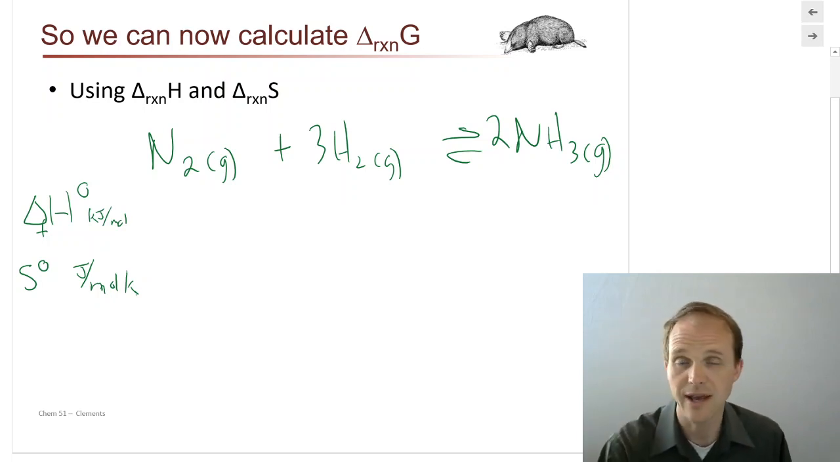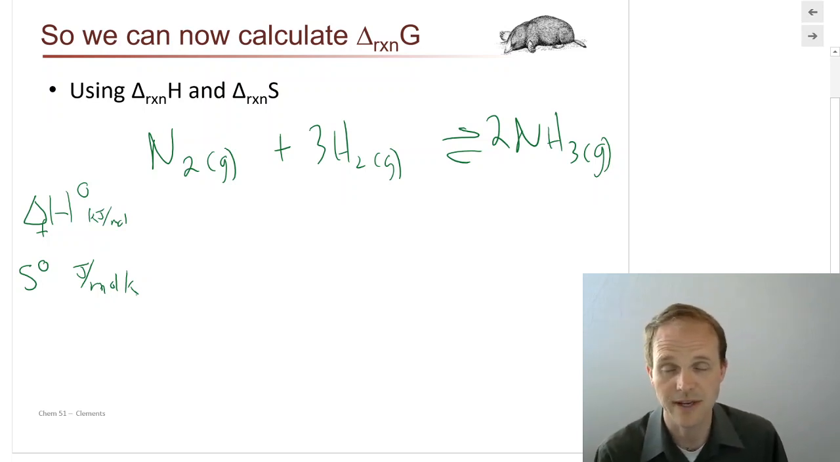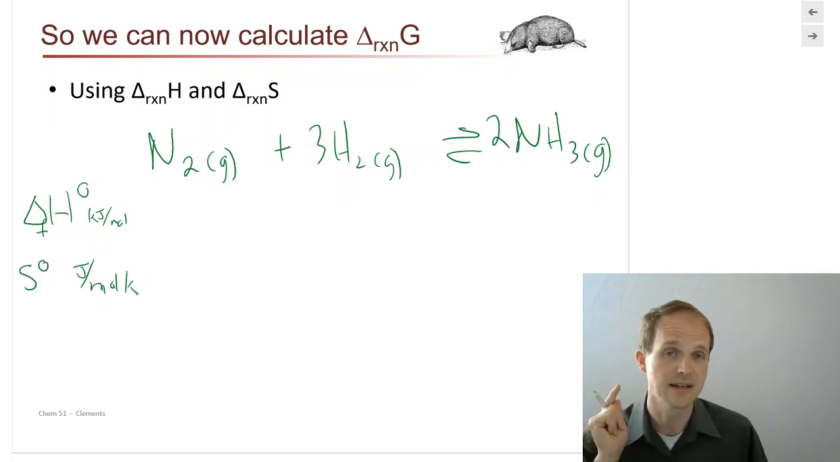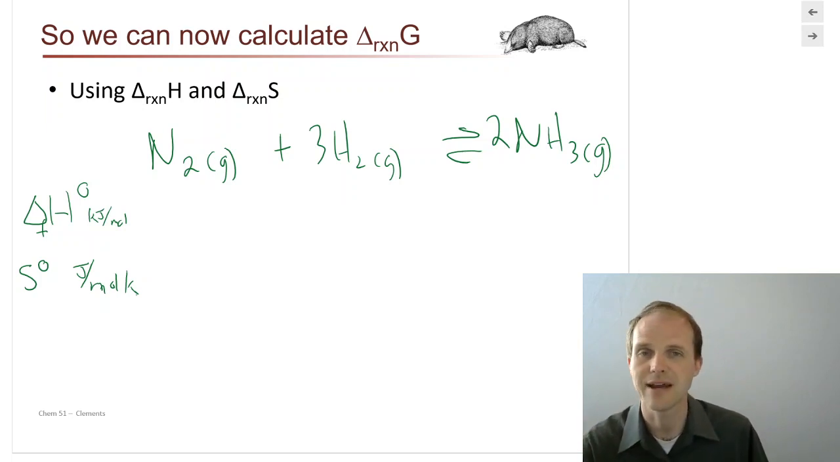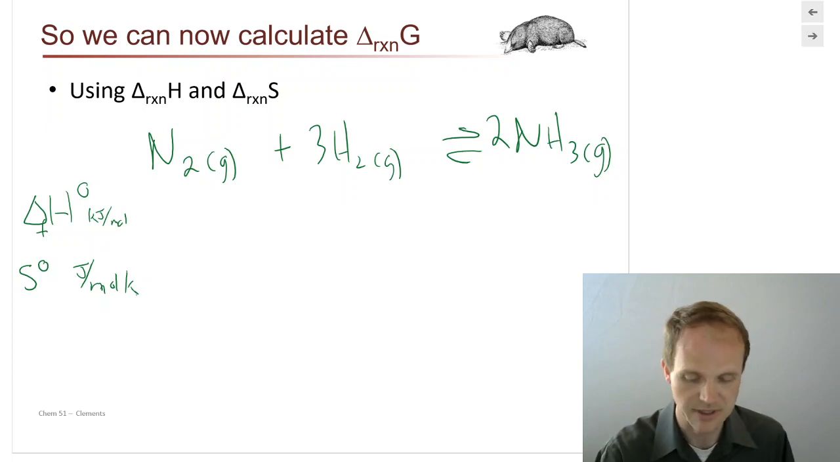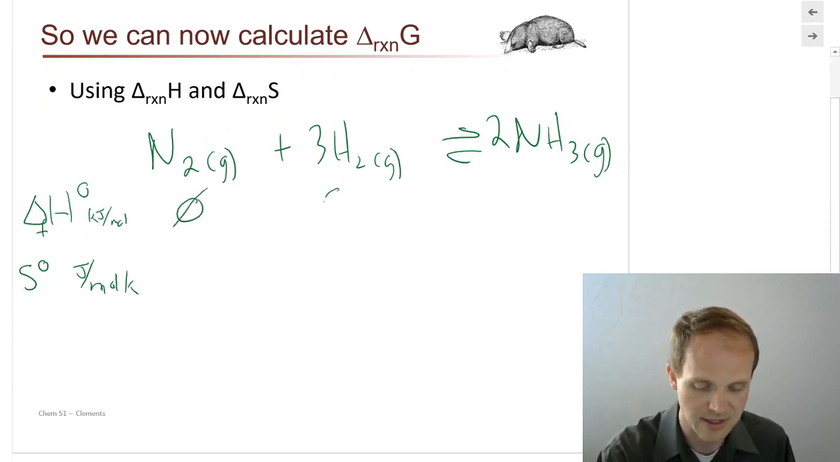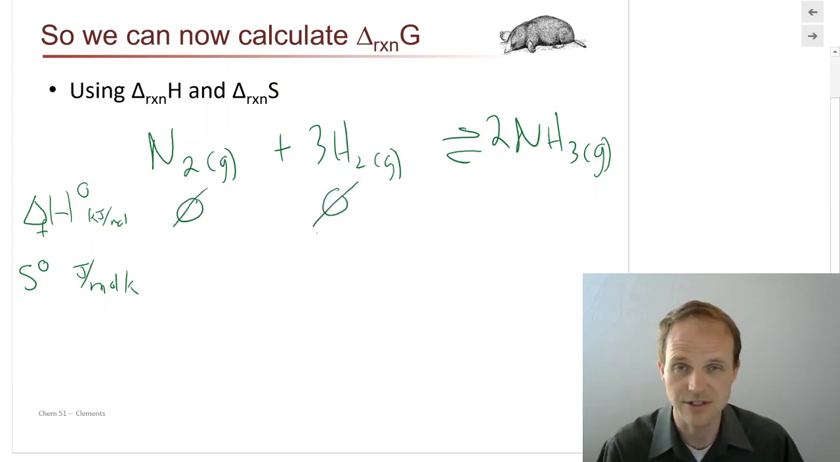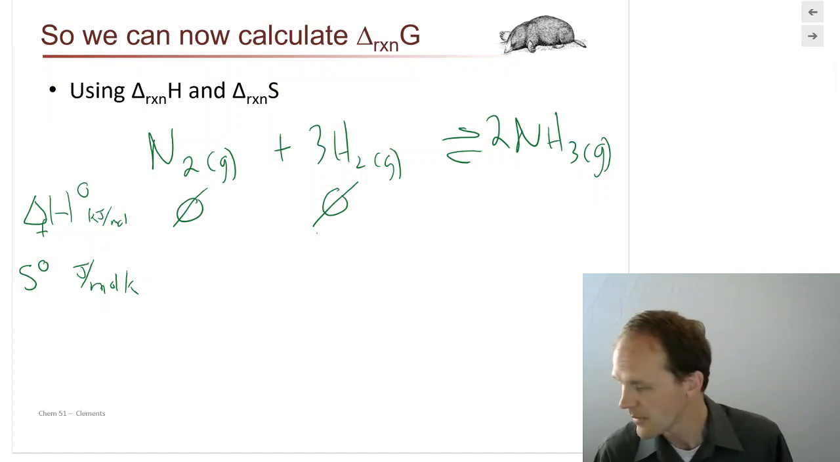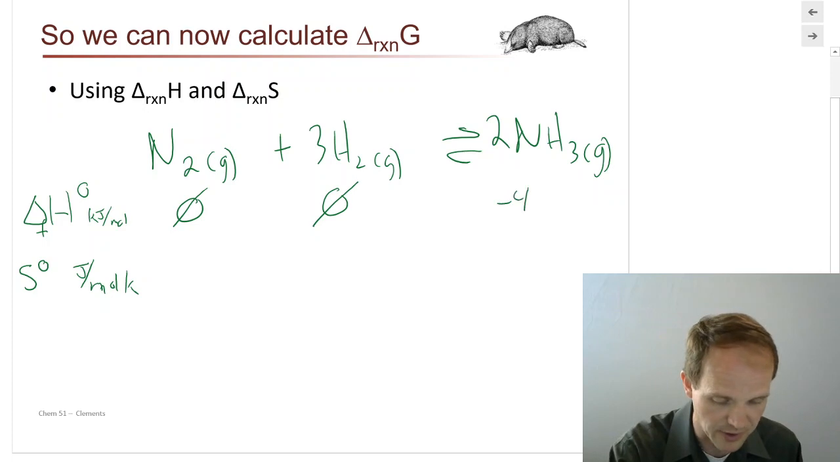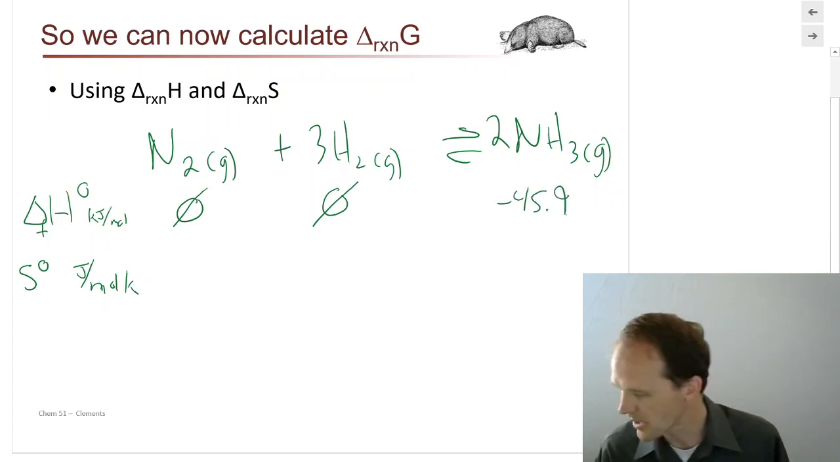Now, we know N2 and H2, the enthalpy of formation, is 0. Yeah, you're right, 0. Why is it 0? Because enthalpy of formation is how much energy it takes to create that element from its elements in the standard state. And nitrogen is an element in the standard state, so it doesn't take any energy to create it. We can look up this other one. It's minus 45.9.